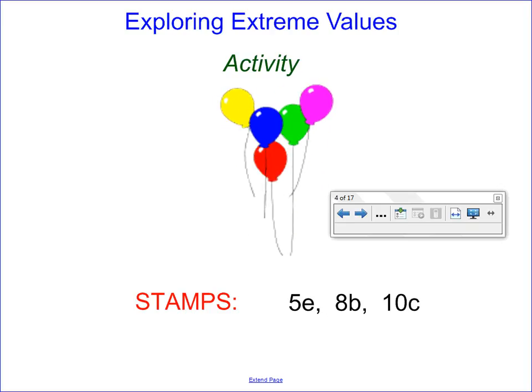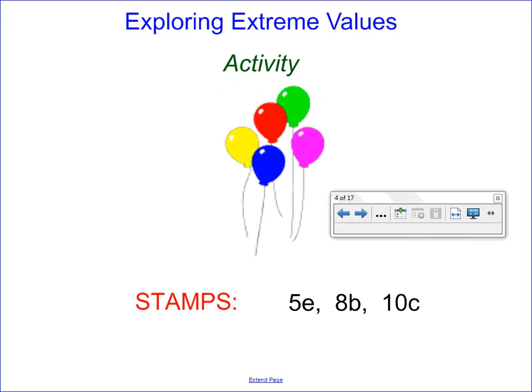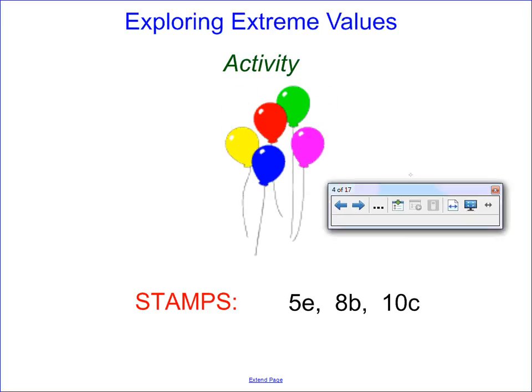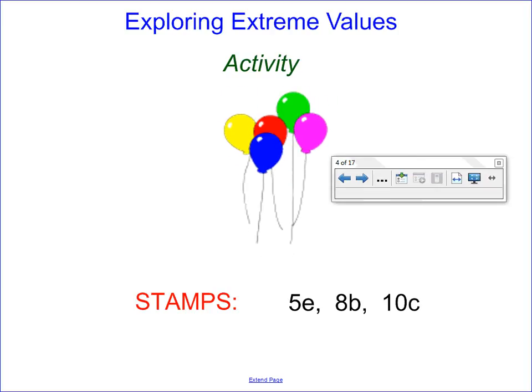We're going to go ahead and get stamped at 5E, 8B, and 10C. When the last group's gotten your 10C, we're going to come back together and have whole group, and then we'll have closure after that. Awesome. So without further ado, let's go ahead and pause the recording and get into our groups.